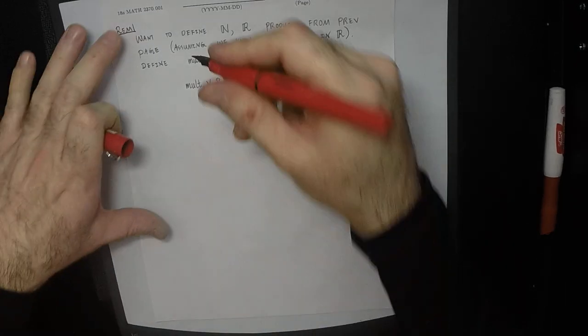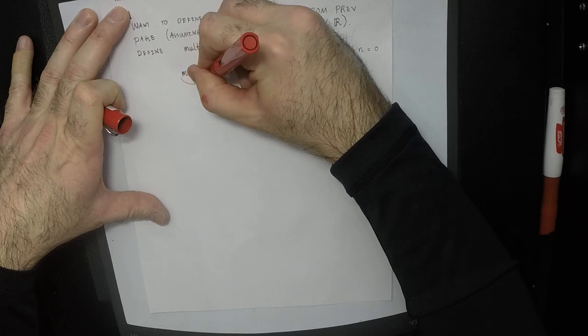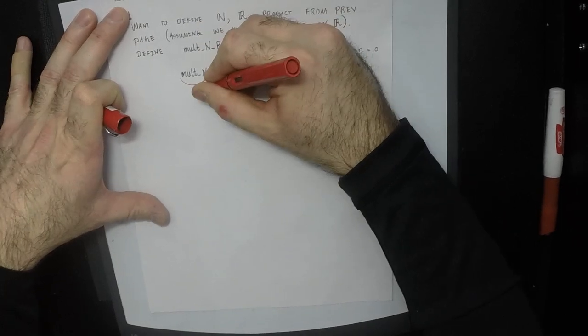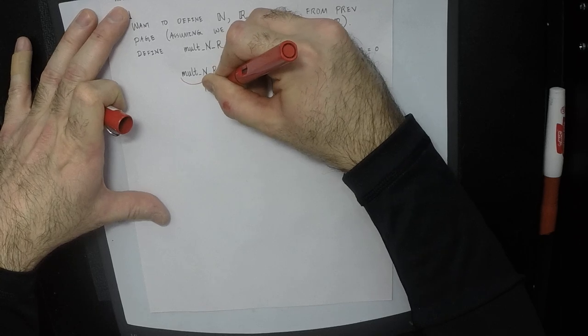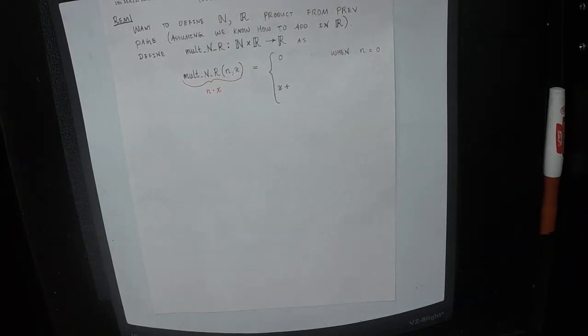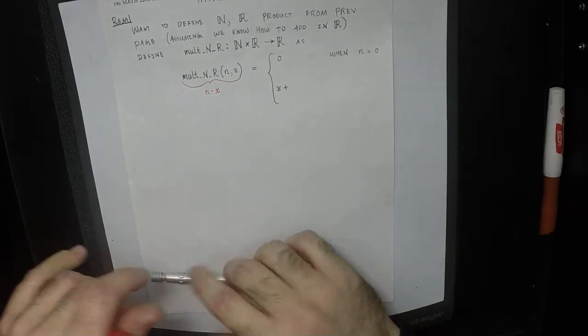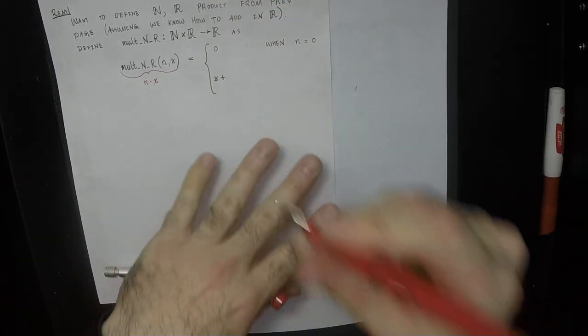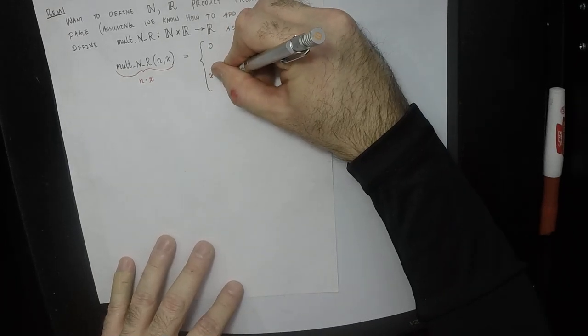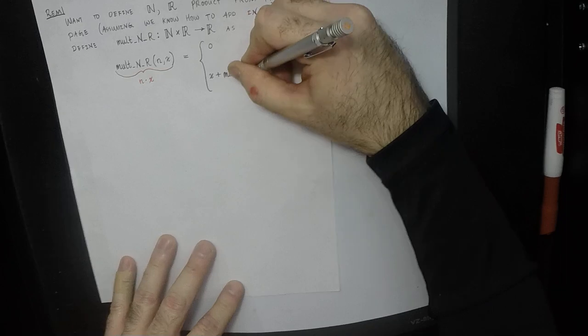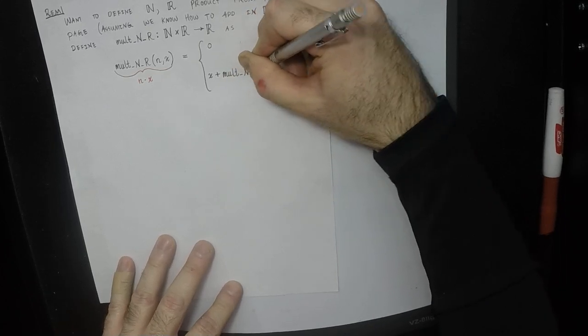So again, what this represents is n multiplied by x. Plus nx minus x. Plus what? No, no, no. We can't do any of that. None of that's defined. What is it? So we could write mult_n_r of what?